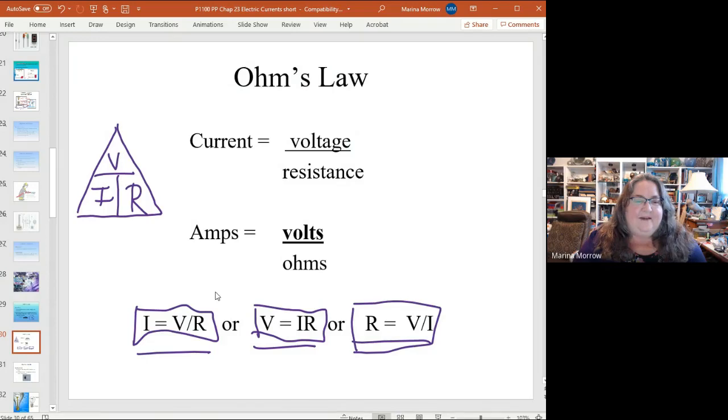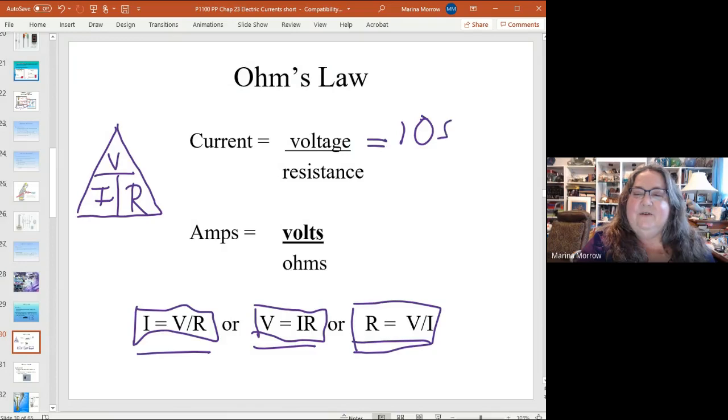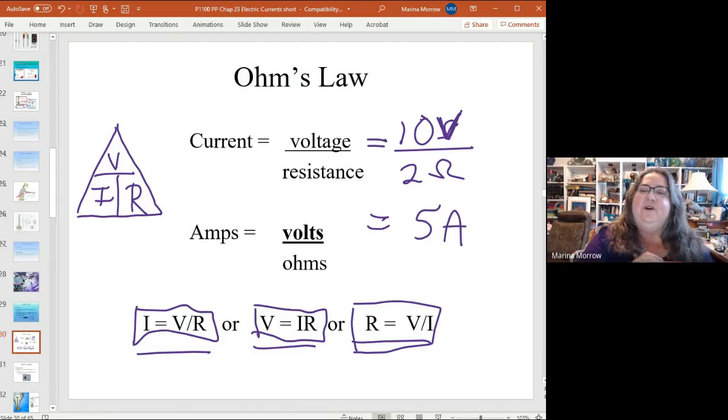So if I have a 10-volt battery and a 2 ohm resistor, how much current will flow in a circuit? 10 volt battery, 2 ohm resistor. That's going to give me 5 amps of current, right? So voltage over ohms, volts over ohms gives amps.